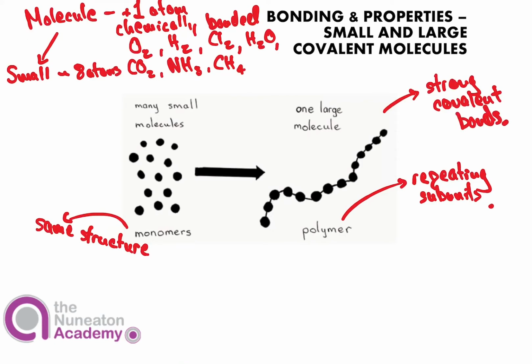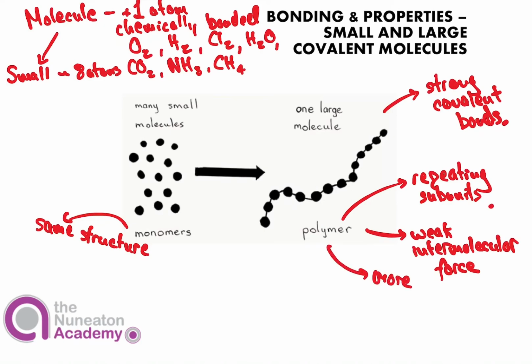Now, the molecules themselves are attracted to each other, so different polymers are attracted to each other by weak intermolecular forces. An intermolecular force is simply a force that is between different molecules, okay? So large molecules have more weak intermolecular forces, which, if you've got more forces between molecules, means you need more energy to separate them.